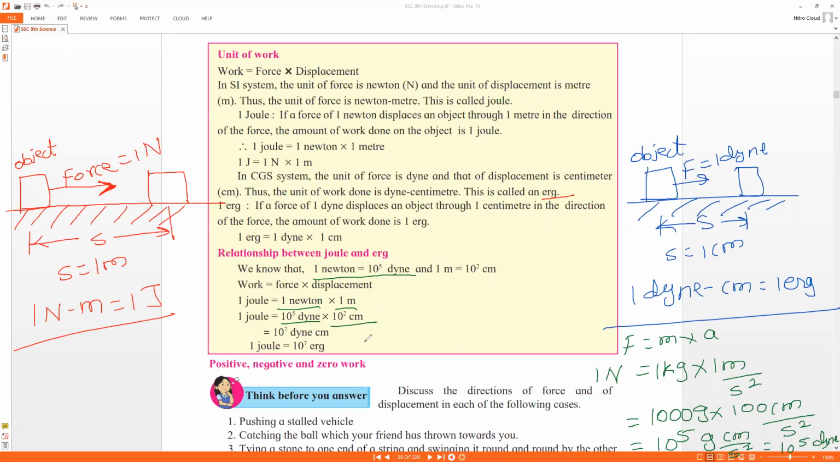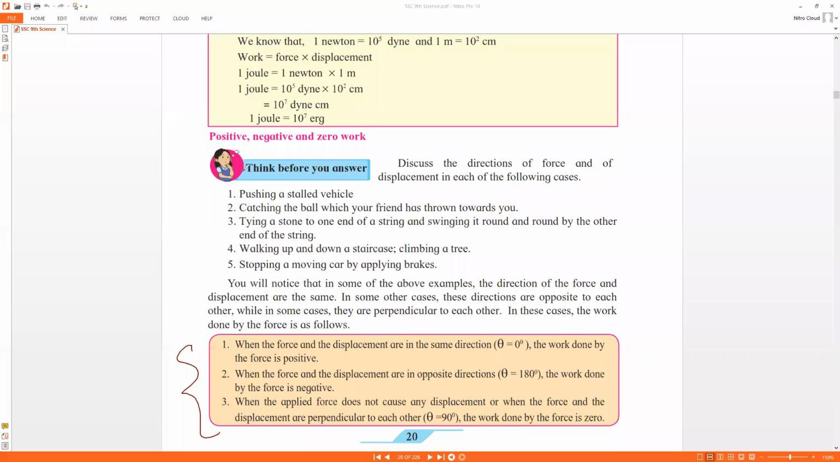10^2 means 100. And when we multiply, by the laws of indices, a^m into a^n is equal to a^(m+n). Common base is 10, so the indices add: 5+2, 7. So you get 1 joule is equal to 10^7 dyne centimeter. But dyne centimeter is nothing but erg. So we have 1 joule is equal to 10^7 erg. Is that clear? We can identify whether the work done is positive or negative or zero.